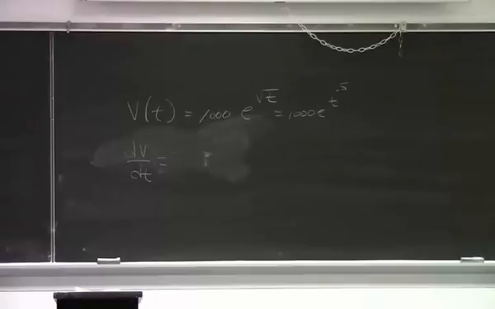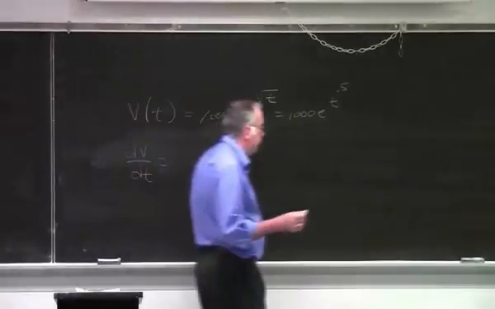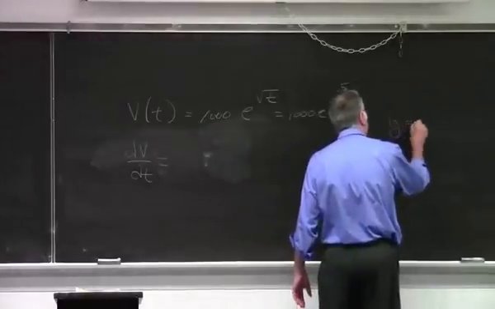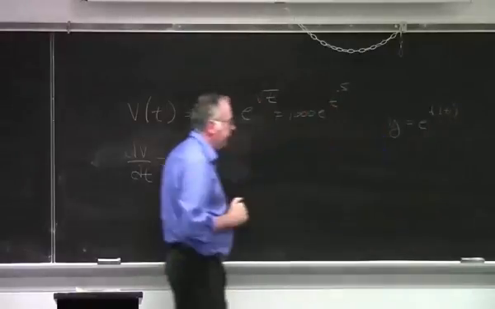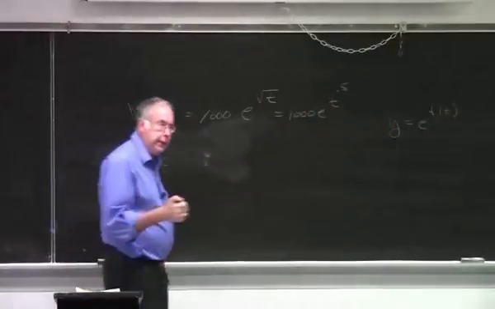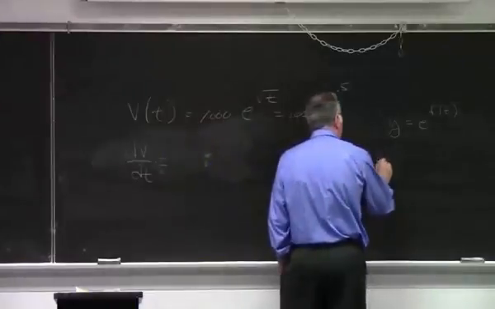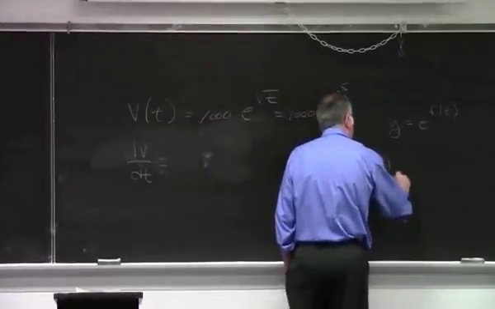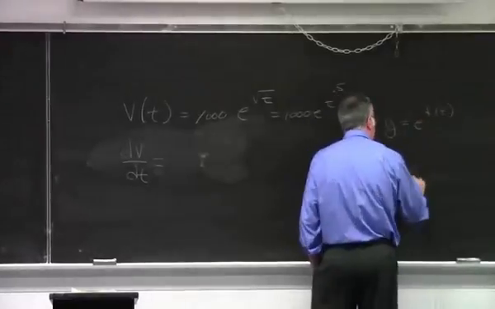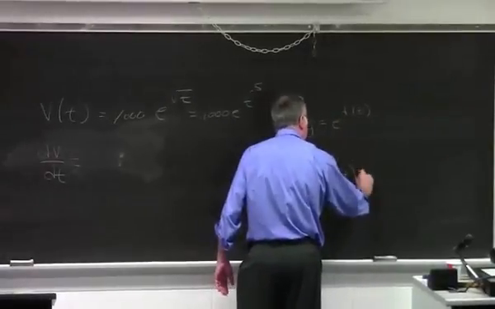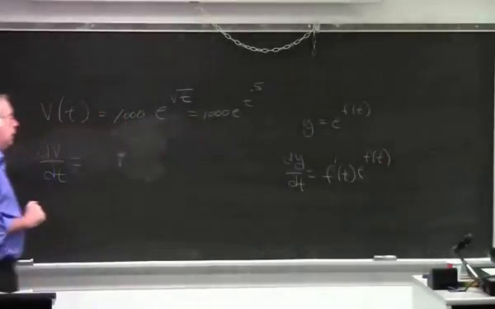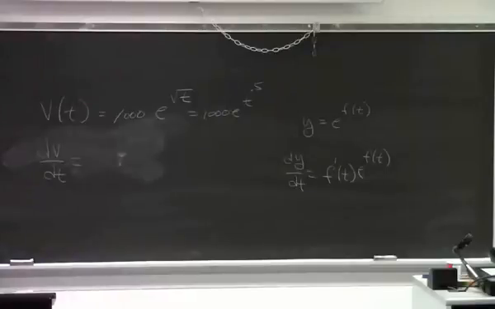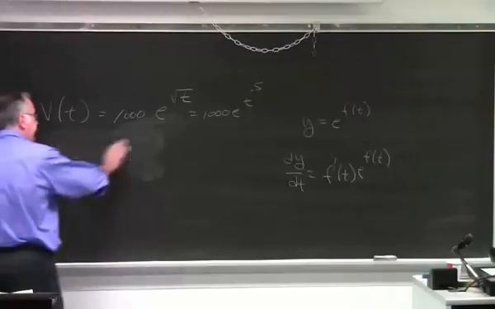Okay, let's just review that. Take this case here, say y is equal to e to the f of t power. In this case, what is dy/dt? Yeah, Hal? What you do is you just take the derivative of the exponent, which is f prime of t, times e to the f of t. So in this case, f of t is just t to the 0.5. So Hal, what would this dv/dt be then?